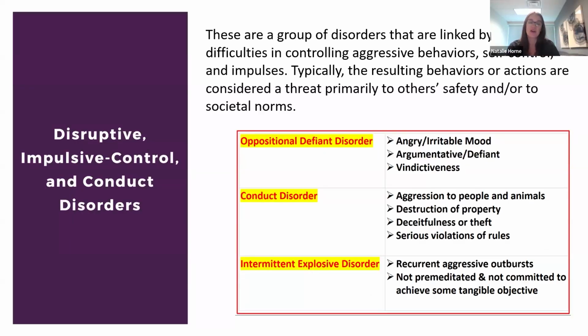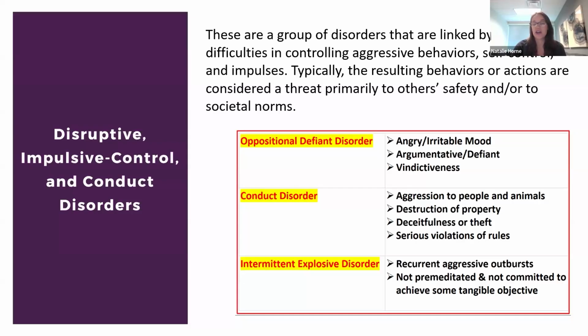So oppositional defiant disorder is characterized by an angry, irritable mood, being easily frustrated, quick to lose their temper, often refusing to comply with requests, arguing often, being disrespectful towards authority figures, vindictive, trying to get back at people, and not taking accountability for their actions. Then if oppositional defiant disorder becomes more severe, it can progress into conduct disorder, which is more significant. So there's that aggression to people and animals, there's setting fires, destroying property, being deceitful, stealing, and then serious violation of others, their rules, their social norms, just lack of empathy and care.